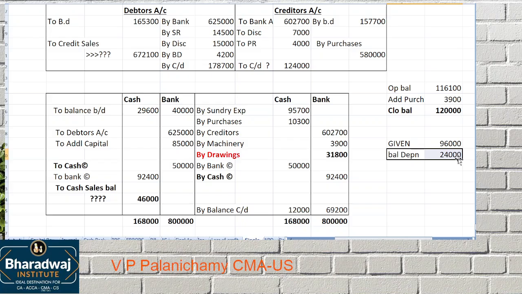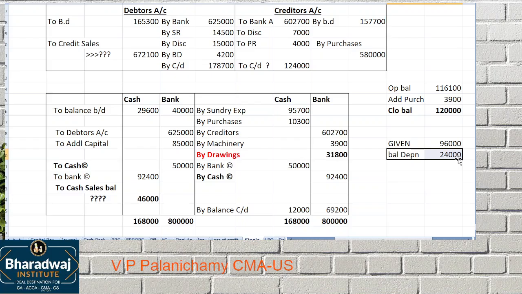The balance is what? Depreciation. Or you can do the asset account. Put balance brought down, put the purchases, then by balance carried down 1 lakh. That is 96,000, so the remaining balance is which one? Depreciation. Then record the discount receipt, you will get the net profit.